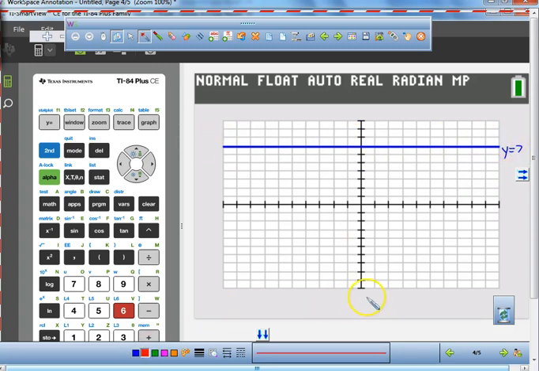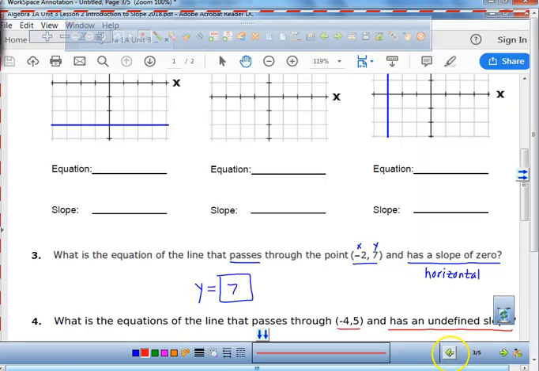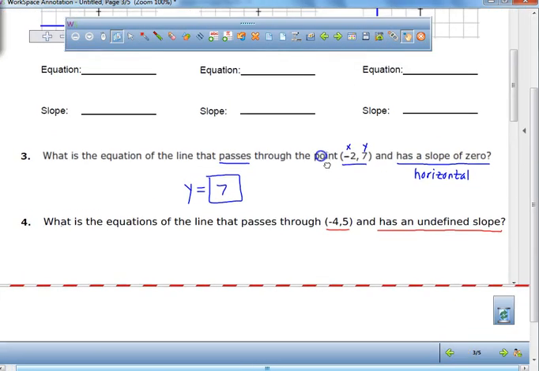And what was our ordered pair? -2, 7. So this point right here is at a -2 and a 7. So does this line pass through that point? Is it horizontal and have a slope of 0? Yes, that's your answer.